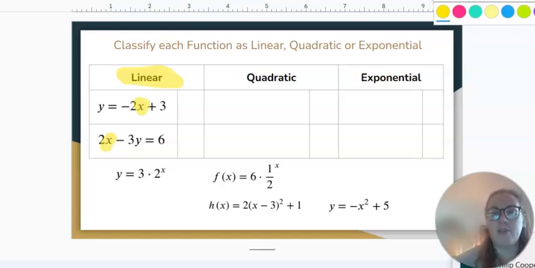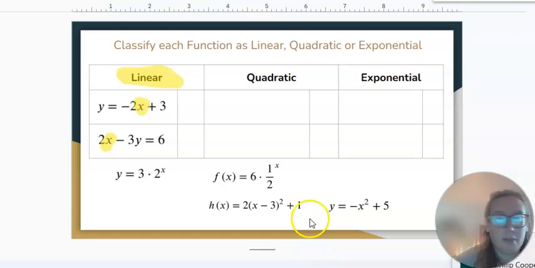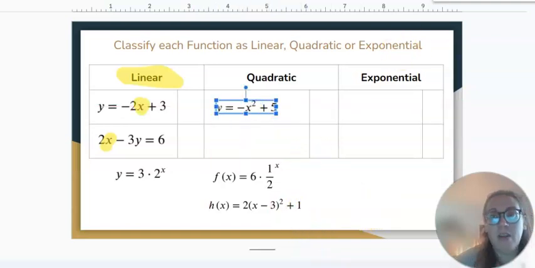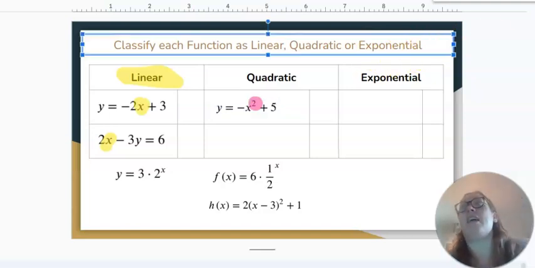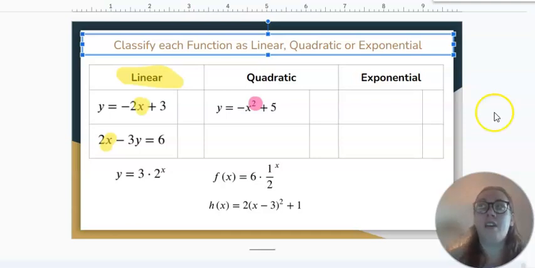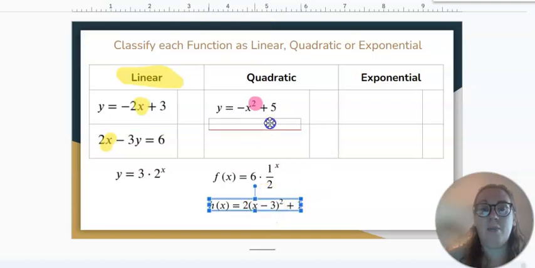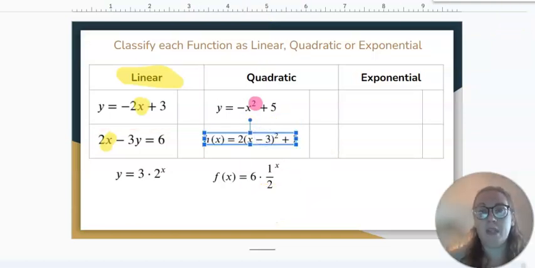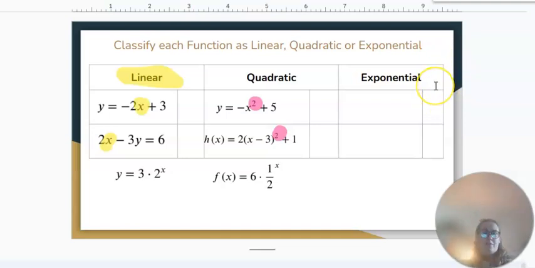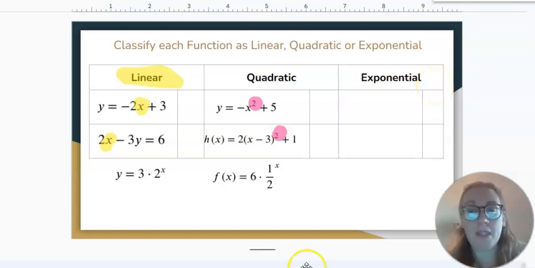Quadratic has an exponent of 2. So we look and we find those exponents of 2. Here's one of them. This is going to be concave down, right? Because there's that negative x squared. And the second one where we see that exponent of 2 is here. So that's our second quadratic function. That will be concave up. It's a positive number in the front.